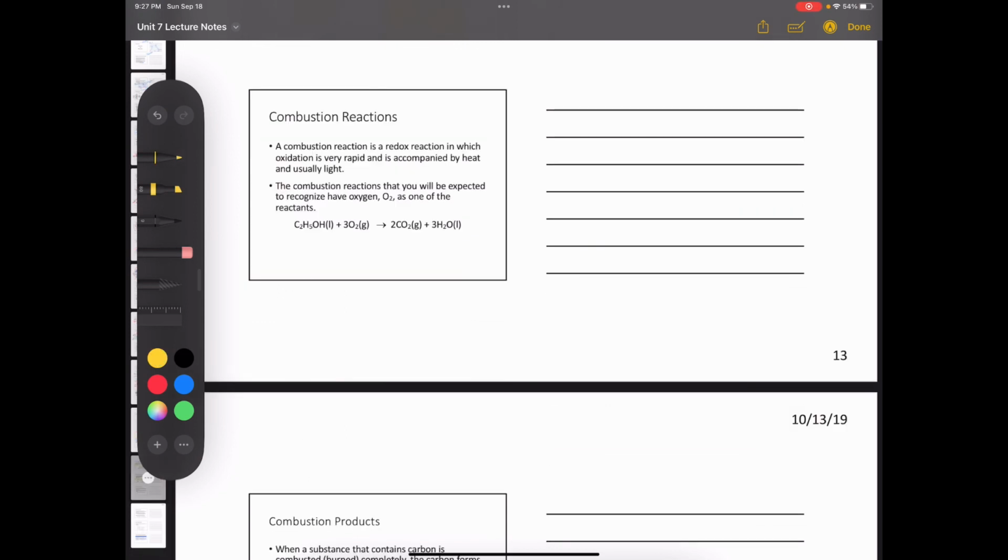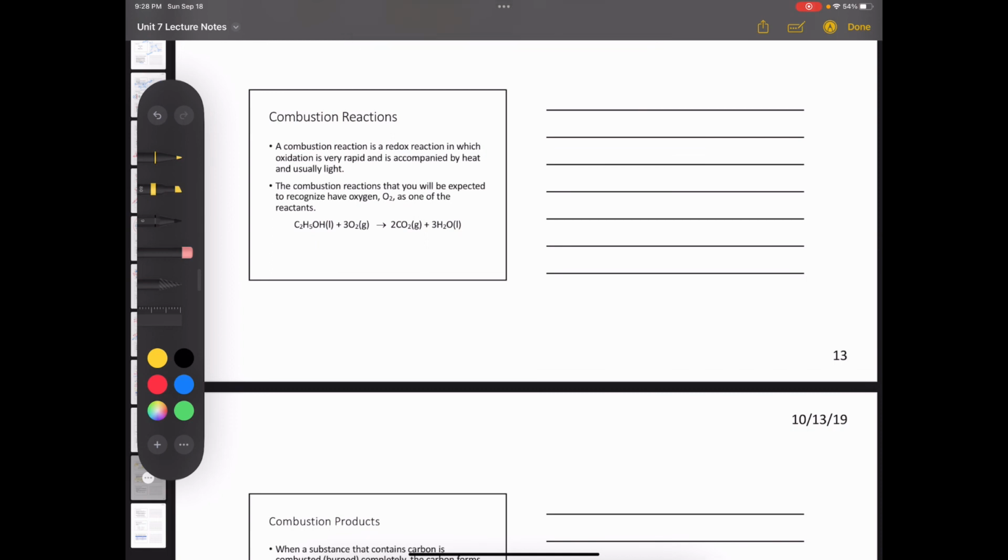So another example of a redox reaction is the combustion reaction. Combustion reaction is a redox type of reaction in which oxidation happens very rapidly, and it's accompanied by heat and usually light, and sometimes also energy. So car engines, gasoline car engines, run on a combustion type of reaction, which is a redox reaction. As a matter of fact, this is not only the redox.